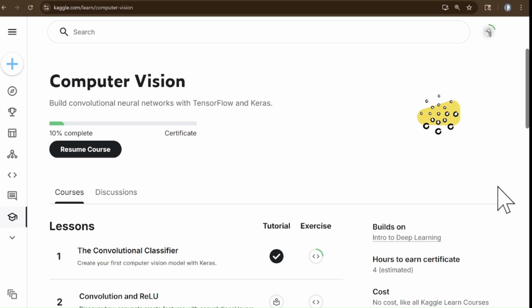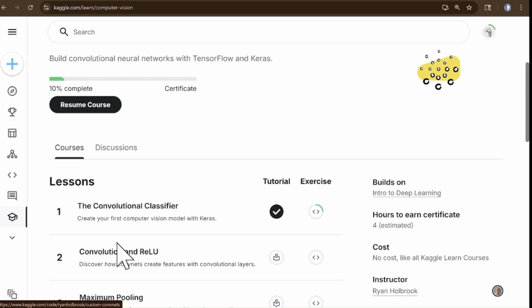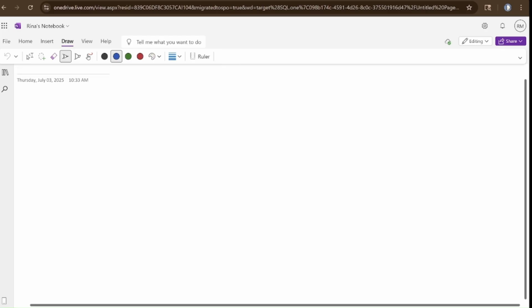Hi everyone, welcome back. Today onwards we are going to start a new course on Kaggle, that is computer vision. We have 6 lessons to complete. First we will do the tutorial, then we are going to do the exercise. Okay. Now before that let me give you a small recap.